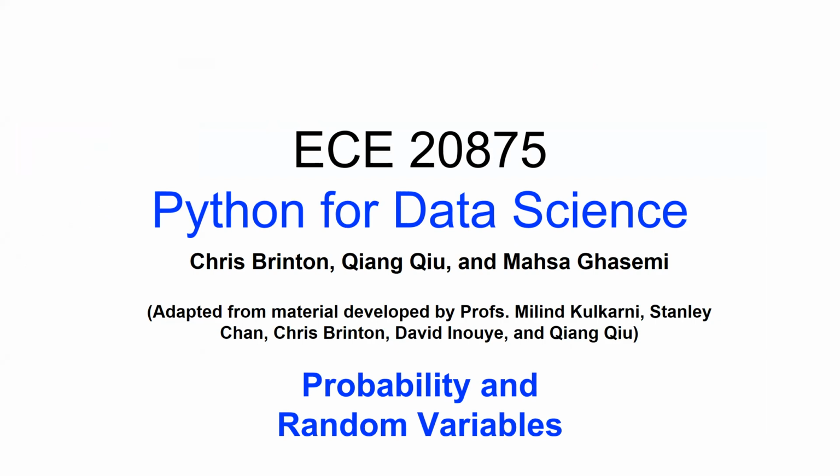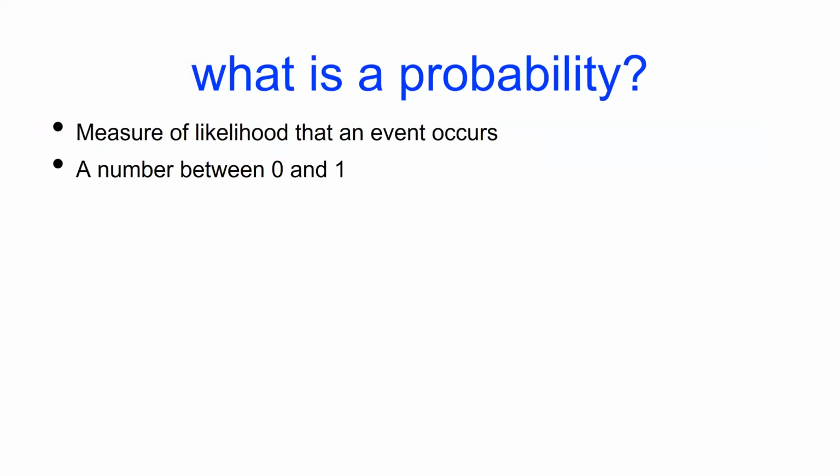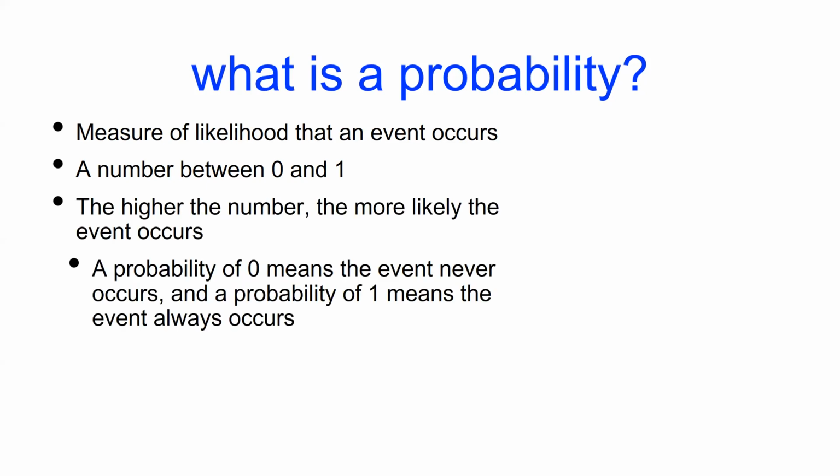So the next topic is we will talk about the probability and the random variable. You will see after you see the concept of histogram is so natural to proceed to the probability concept. So what is probability? In general, we can think probability as a measure of likelihood that an event occurs. So a probability needs to be a value between 0 and 1. So the higher the number, the more likely the event occurs.